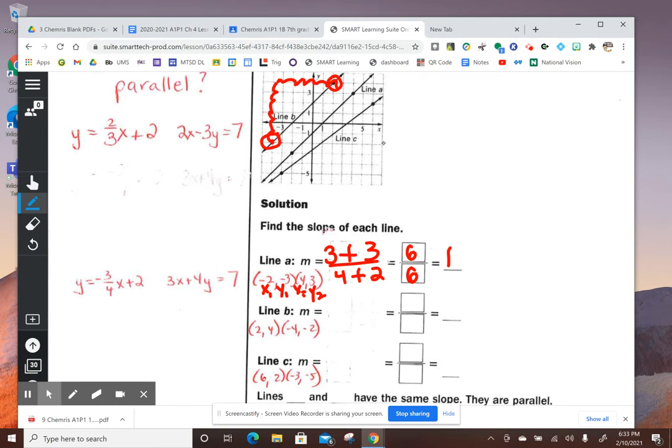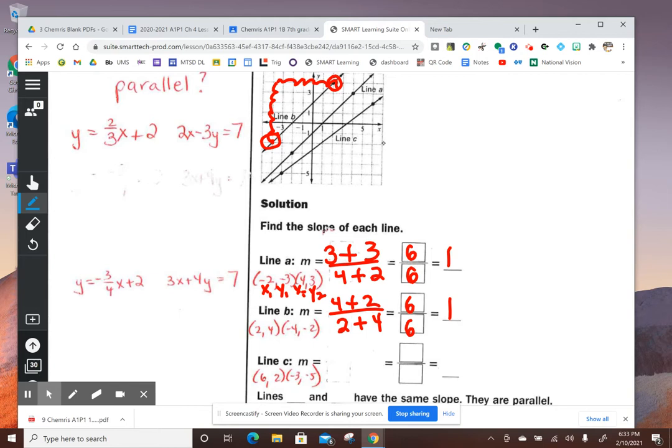Okay, that was line B. I put everything in the wrong spot. So that means line B also has to be 6 over 6, which is 1. And when I do this, I do 4 minus negative 2 over 2 minus negative 4. And it just confirms what I suspected, that A and B are both parallel.